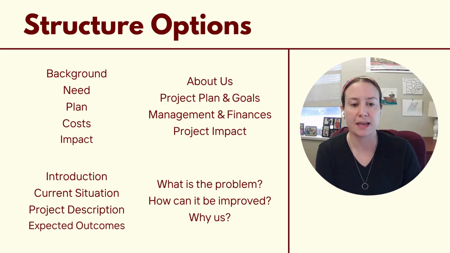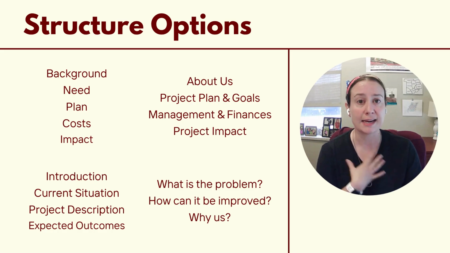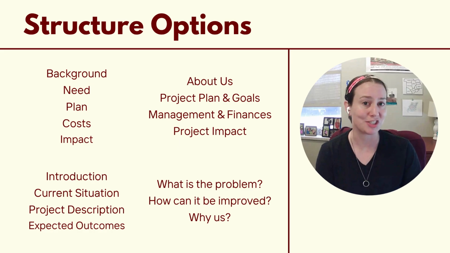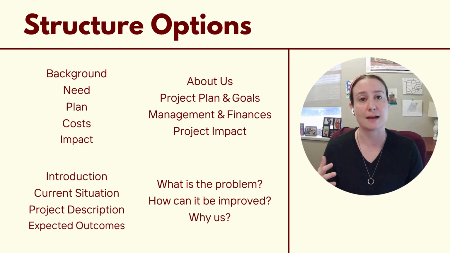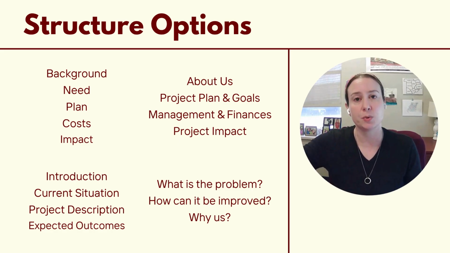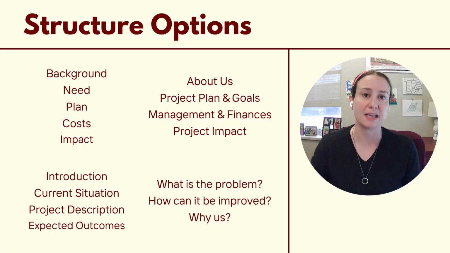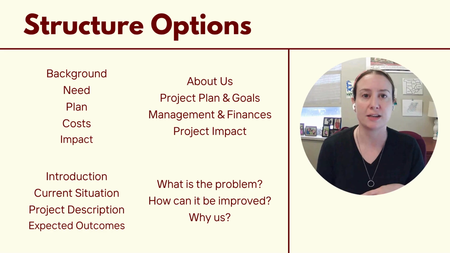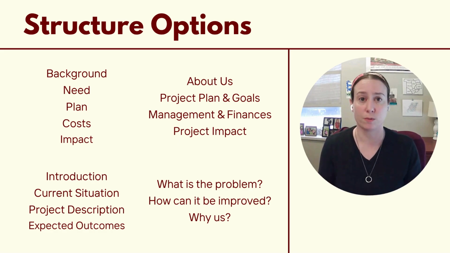Another one that's a little bit broader: introduction, current situation, project description, expected outcomes. I tend to like doing things by questions, as you'll see as we go through this. So perhaps you want to invert that. Maybe you don't want to say, here's who we are, here's what we think the problem is, here's how we're going to fix it. Maybe you want to flip that on its head and say, here's the problem. Here's what can be done to solve it, and why us?